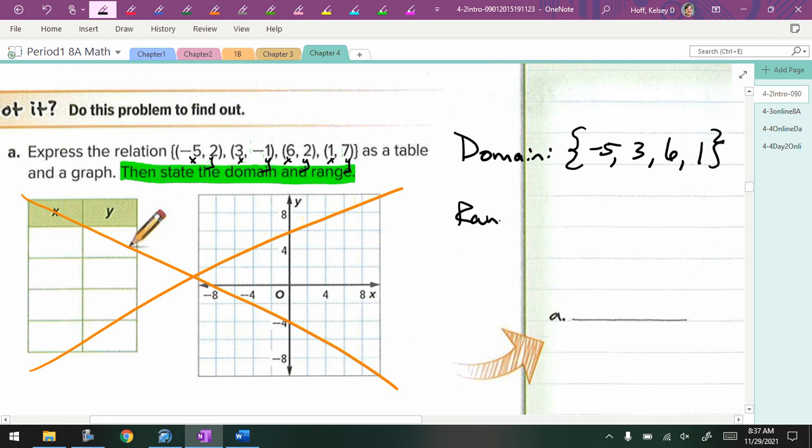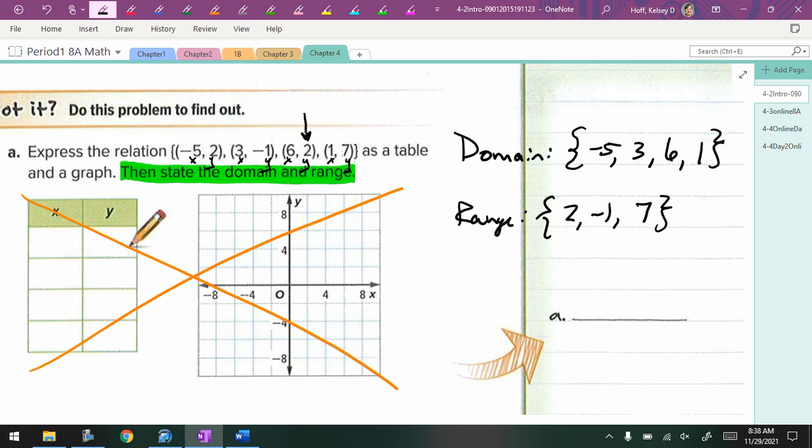Now we go to range. Sam, give me the first range value you see, which are your y values. 2. Liana, what's another one? -1. Sarah? 7. Why did she skip to 7? Because we already had a 2 listed. Nicely done. Same thing. We only have 3 range values, but that's okay. Don't overthink this. You are listing the x's and the y's.